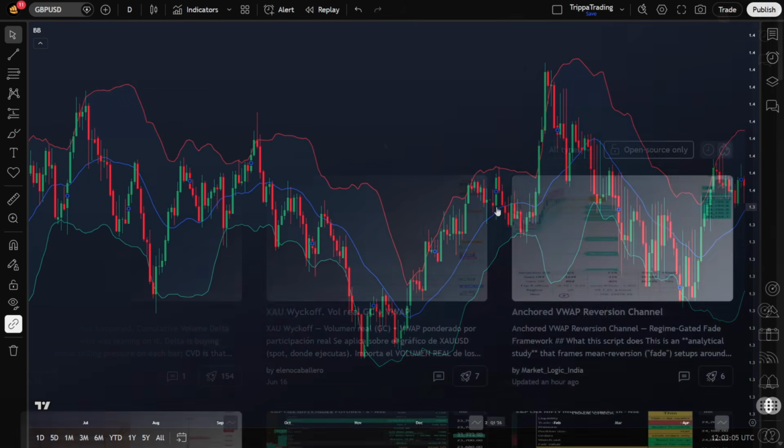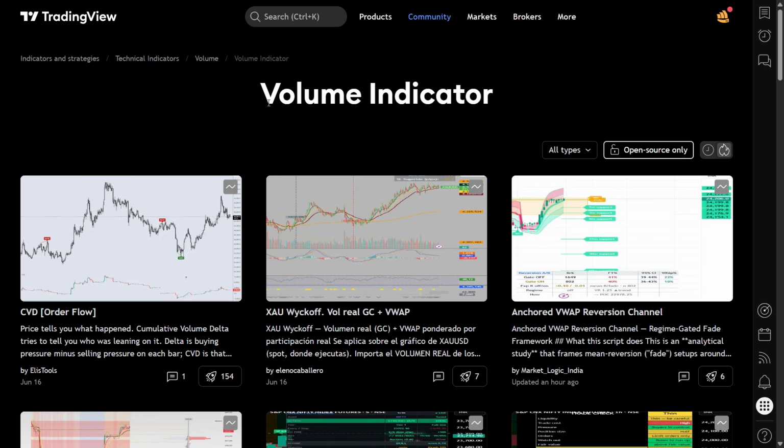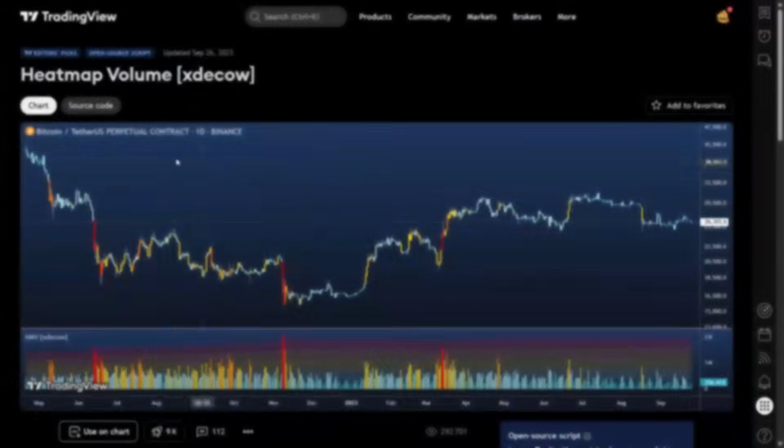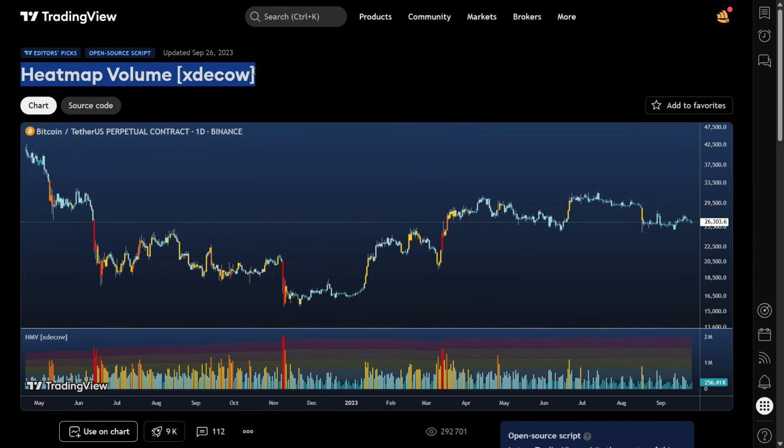Now let's go to volume indicators. These are useful when you want to know whether the current price move is actually supported by participation. The first one is Heat Map Volume by XDecow. This works like a normal volume indicator, but it uses different colors to help you read the strength of the volume more clearly.